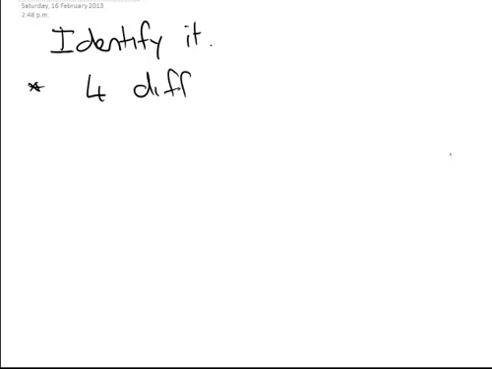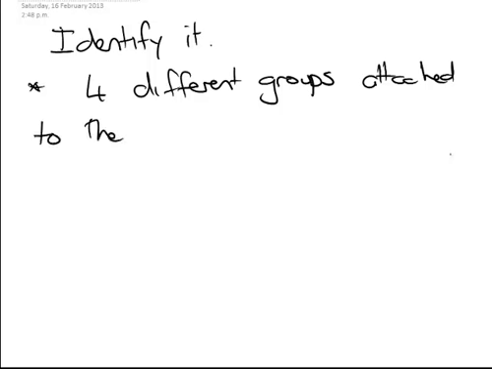Now sometimes students get confused over two particular questions. One, how did you identify it? So how did you identify it? What they're asking you to talk about is how they have four different groups attached. And you don't use the word atoms, because remember, these can be fairly large groups. Four different groups attached to the chiral carbon.